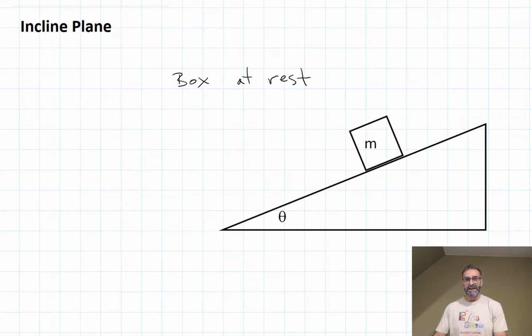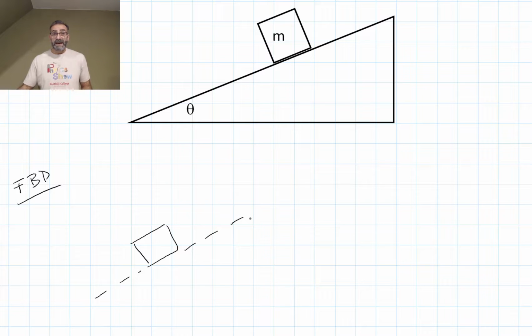I think we're ready to take on the incline plane. Here we have a box sitting at rest on an inclined surface. Go ahead and draw a free body diagram for that box. If this is my box on the incline, I know the force of gravity is reaching in and pulling toward the center of the earth, and the only thing that's touching the box is the surface.